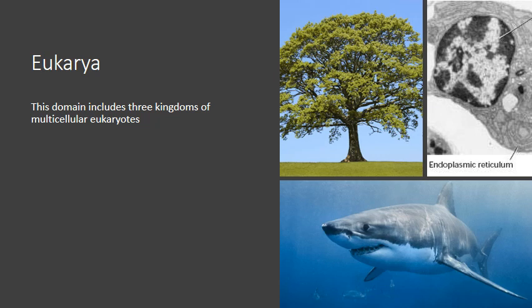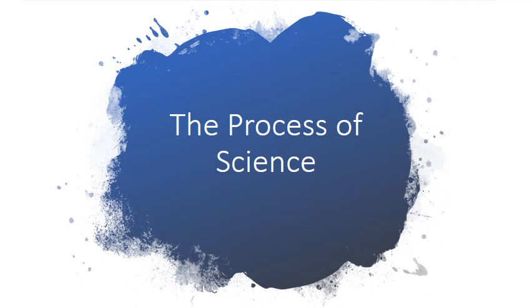Eukaryotes include anything that's got that compartmentalization, that has a nucleus. It includes you, me, sharks. What do you and a shark have in common? You're both eukaryotes. Different protists, fungus. Most of the cool life on Earth that you want to study are eukaryotic. Everything that's multicellular is eukaryotic. So we've got three domains.